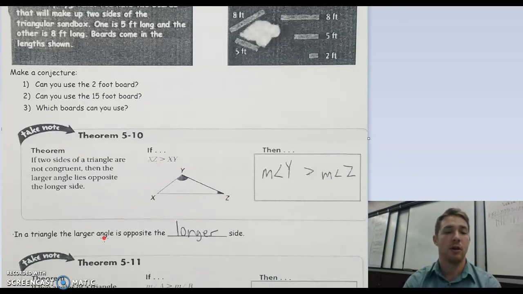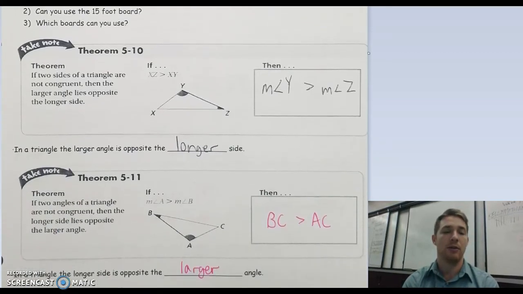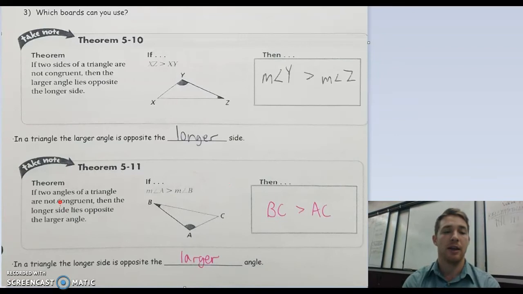So that's our rule. Larger angle should always be opposite the longer side, which means you can just flip that around as well. I can take a converse and say that if two angles of a triangle are not congruent, so this time not the sides, but let's say if angle A is bigger than angle B, so let's say angle A is 100 degrees, and let's say angle B is just 20, for example.